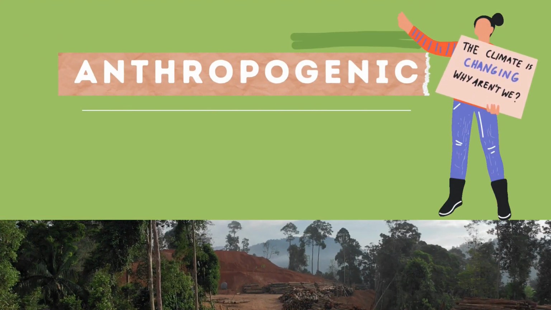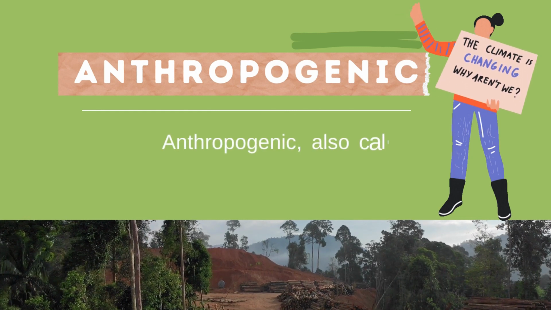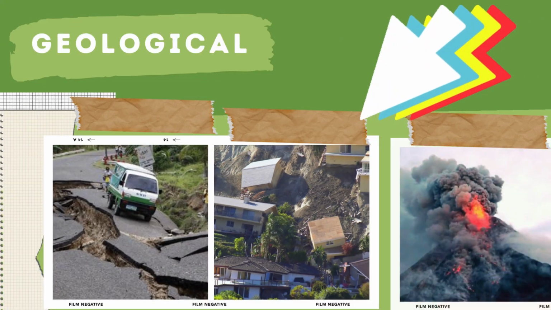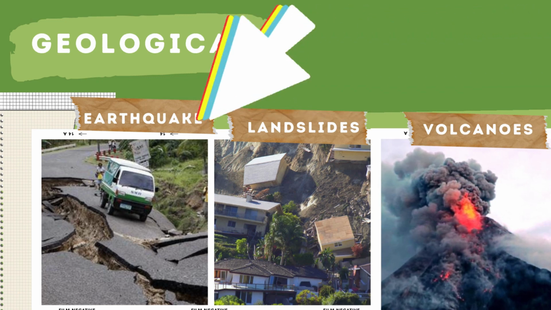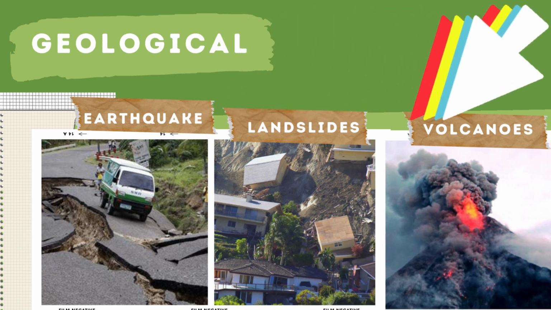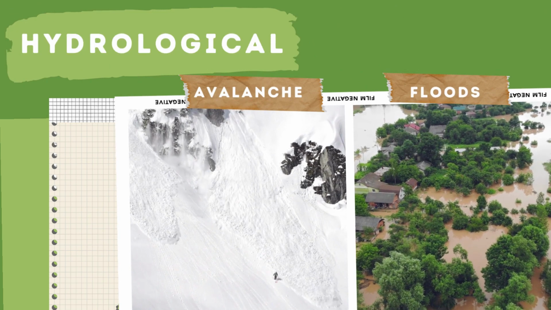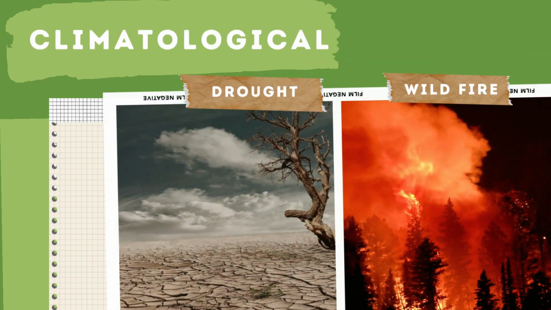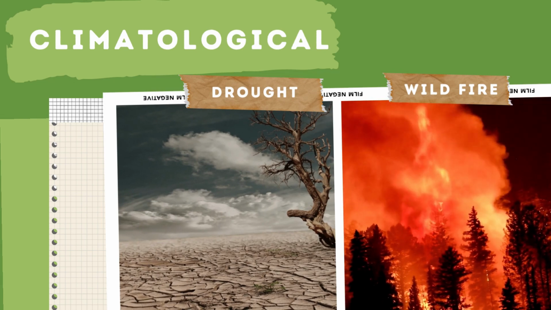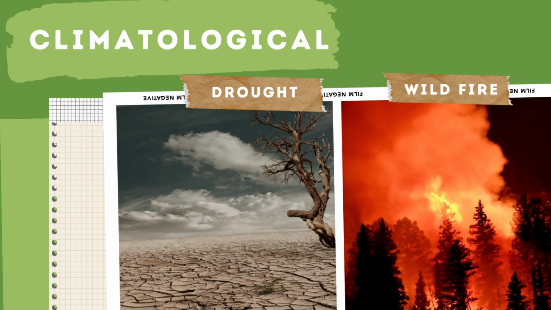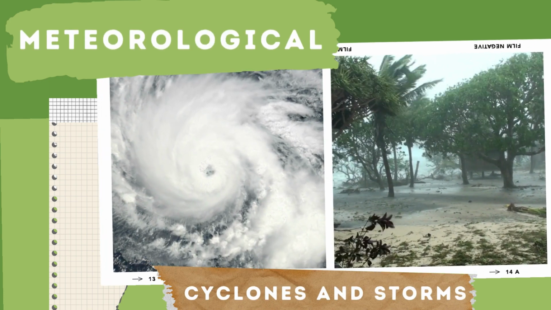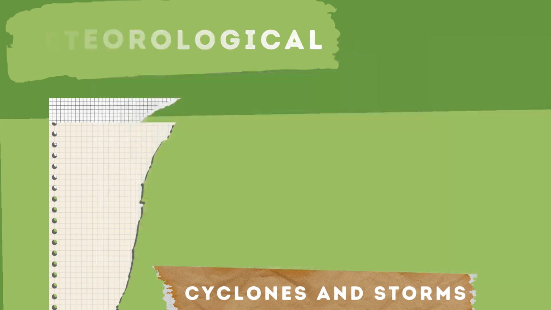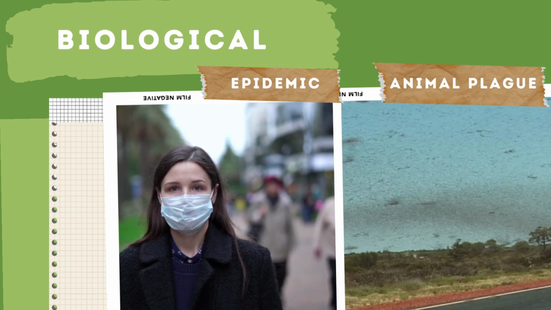Hazards may be categorized into anthropogenic and natural hazards. Anthropogenic, also called man-made hazards, include deforestation, mining, and climate change. Natural hazards can be classified into the following: Geological, examples: earthquake, landslide, and volcanic activity. Hydrological: avalanche and floods. Climatological, examples: extreme temperature, drought, and wildfires. Meteorological, examples: cyclones and storms, and wave surge. Biological: disease epidemic, insects, animal plagues, and attack.